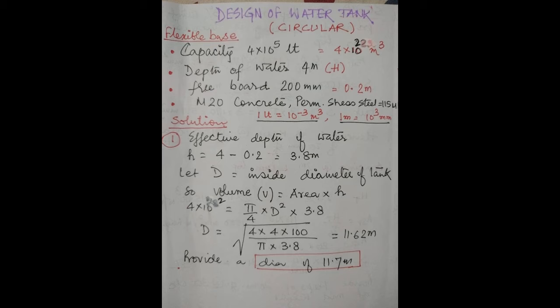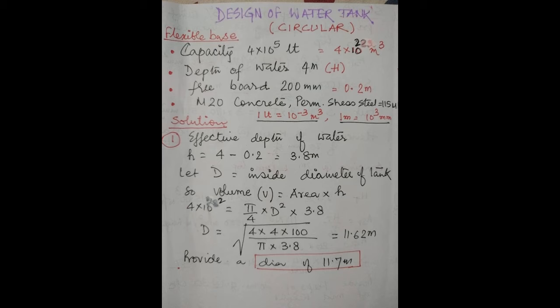So step number 1, first we should find out the diameter of the circular tank. The effective depth of the water will be small h, which is the total depth minus freeboard: 4 minus 0.2, that is 3.8 meter.